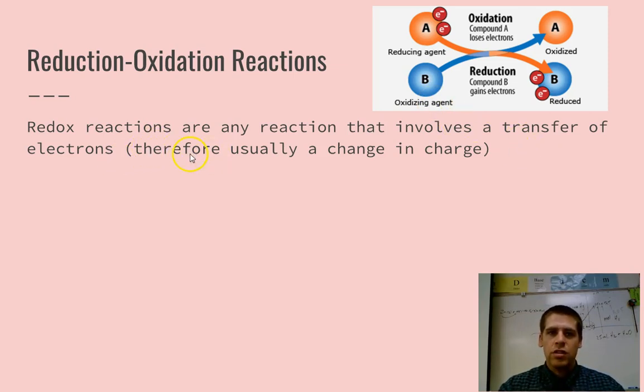In any redox reaction, there's usually going to be a change in charge, almost always. There are cases where you won't really see a change in charge, but there will always be a change in oxidation number, and we'll talk about that in a second.